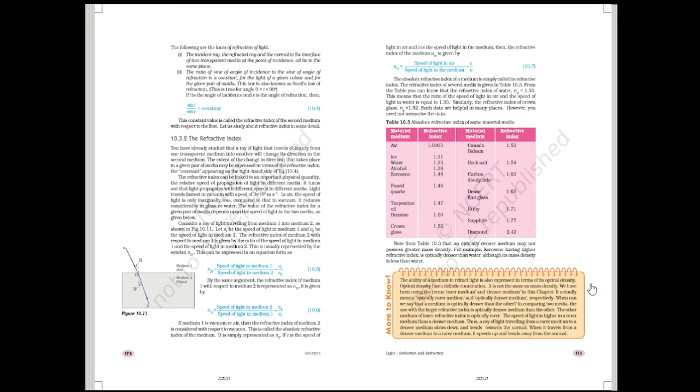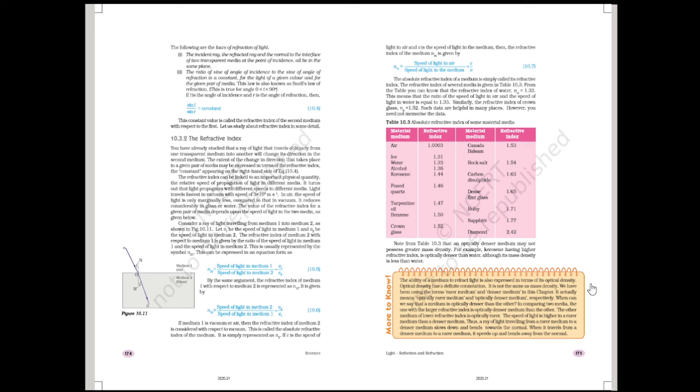Further, if a medium is considered with respect to a vacuum or air, this is called the absolute refractive index, and it is represented by n subscripted by m. If c is the speed of light in air and v is the speed of light in the medium, then the refractive index of the medium nm is given by c upon v, that is, speed of light in air upon speed of light in the medium.